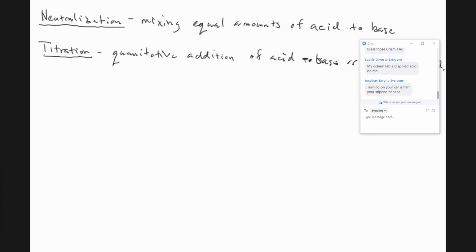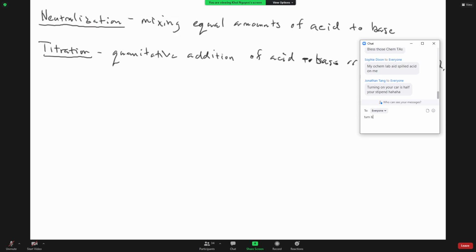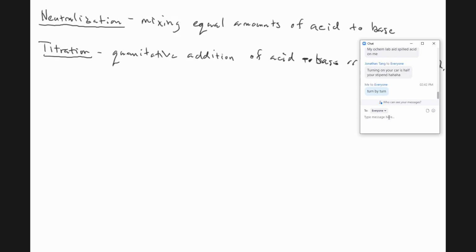We're slowly adding it in. This is the lab where you had to add things in drop by drop, really, really slow. And if you got impatient, then you had to start all over again. This was a little painstaking. Remember, you had that nice burette, and then you had to have the little valve, and you had to go drip, drip, drip, drip, right? This is that lab. That's titration. Quantitative addition of acid to base or base to acid.